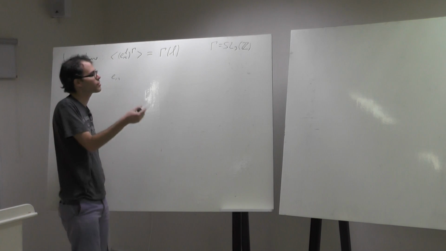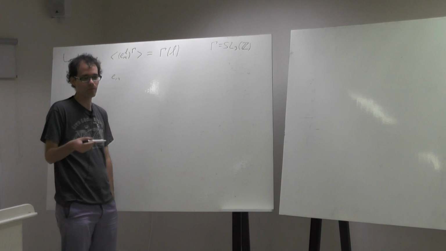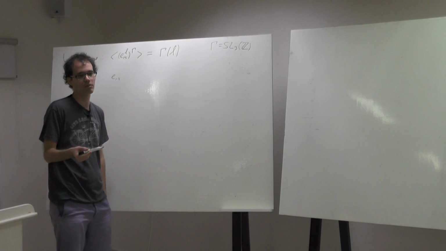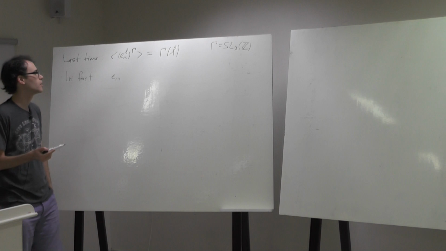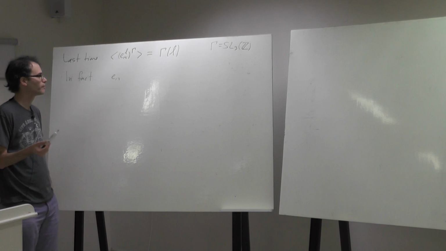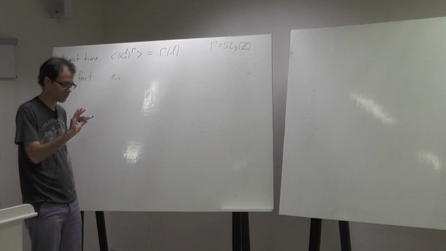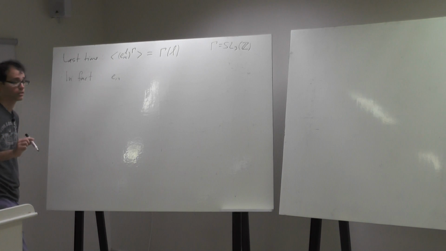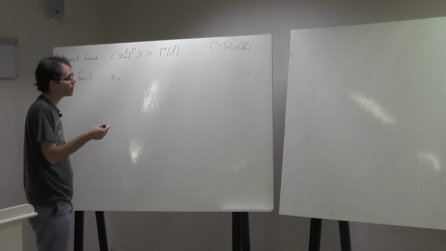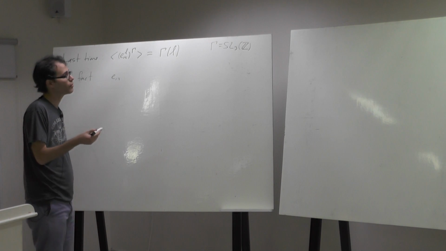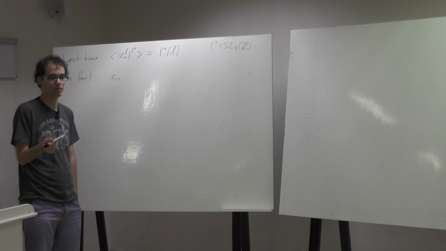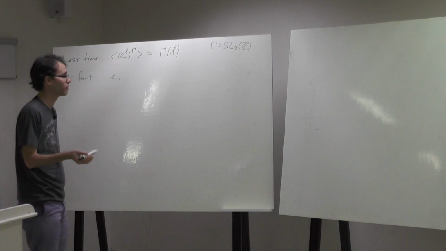Actually, if you go outside SLN, there are more ideas that I won't explain. So in this series of talks, gamma is SL3(Z). Generalizing this to SLN is not very hard. That's the same ideas.